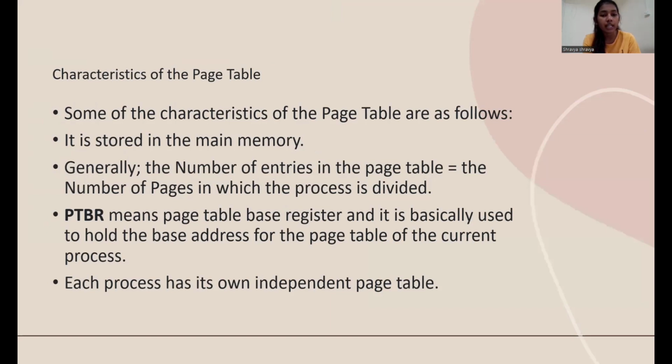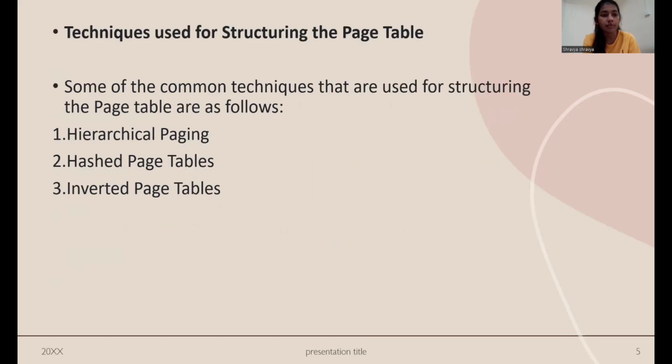We have the characteristics of the page table here. Some of the characteristics of the page table are as follows: it is stored in the main memory, and generally the number of entries in the page table is equal to the number of pages into which the process is divided. The PTBR, the page table base register, is basically used to hold the base address for the page table of the current process, and each process has its own independent page table.